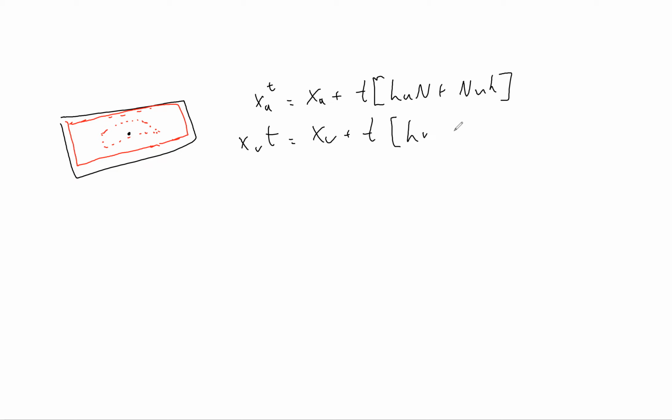Okay, so what we end up getting from considering a fixed t, X_t, is that X_t u is going to be X_u plus t times (h_u N plus N_u h), and X_t v is equal to X_v plus t times (h_v N plus N_v h). And for the sake of not boring you with a ton of computation, the end result is we consider the first fundamental form.